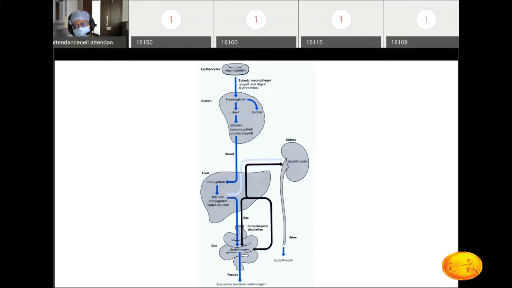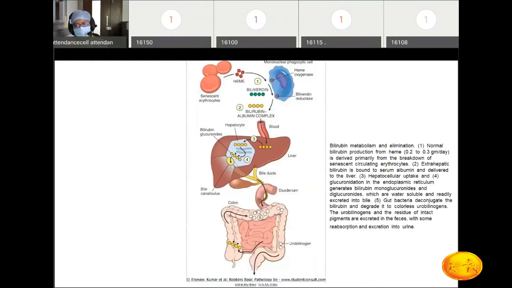We'll see that later. And so this is again another way of looking at the metabolism. You can see the senescent erythrocytes, heme is getting acted upon by heme oxygenase, resulting in biliverdin production. Biliverdin is green in color, and then biliverdin reductase results in production of your bilirubin albumin complex. So it's covalently bonded with albumin. It's going to the blood, taken up by the hepatocytes, then acted upon by the ER, and excreted. Same thing. We've already seen this.